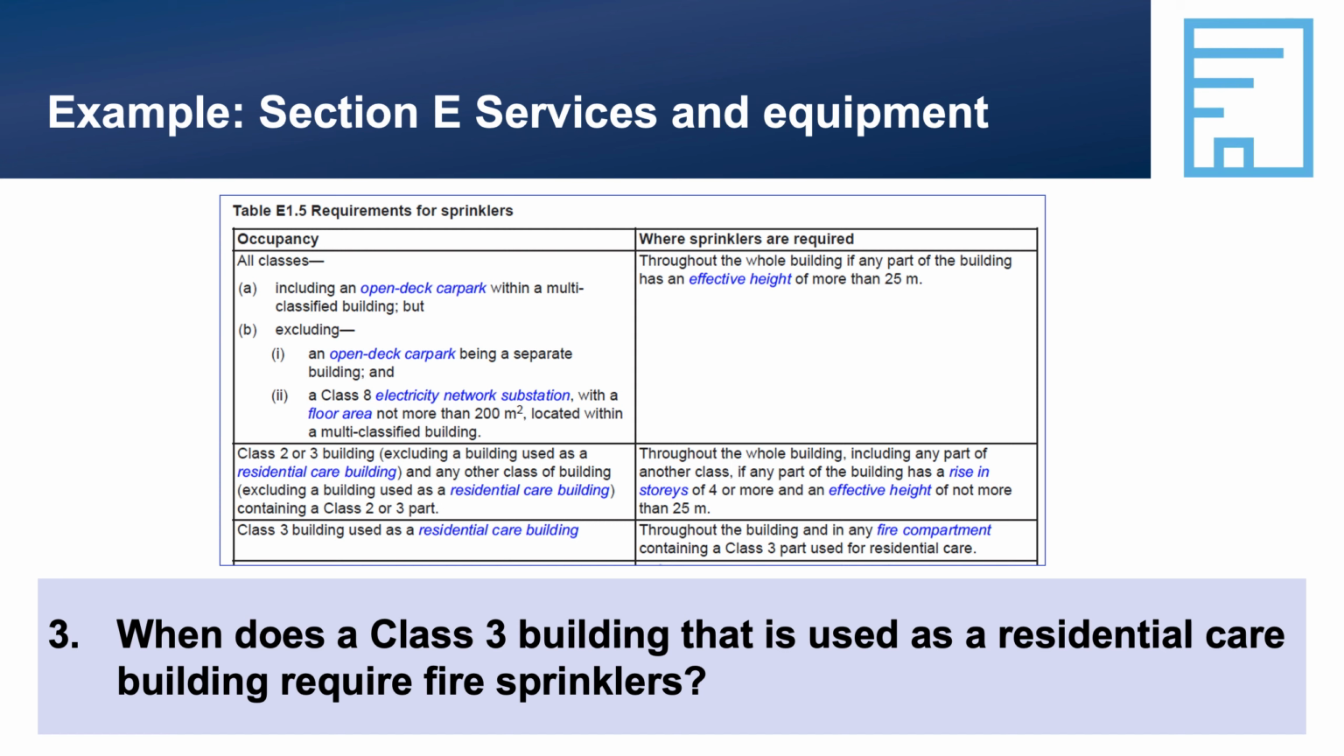A Class 3 building that is used as a residential care building requires fire sprinklers throughout the building and in any fire compartment that is to be used for residential care, regardless of the effective height of the building or any other factors. So what did you learn? Our answers illustrated the concept of limitations to provisions. That is, certain provisions may only apply if certain triggers exist.